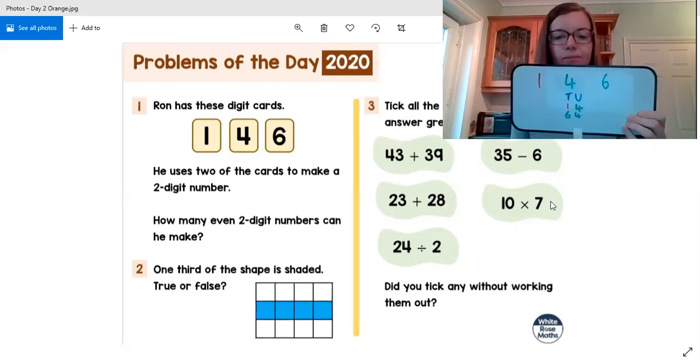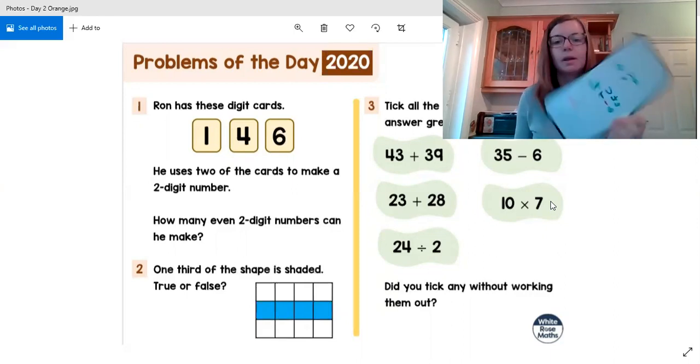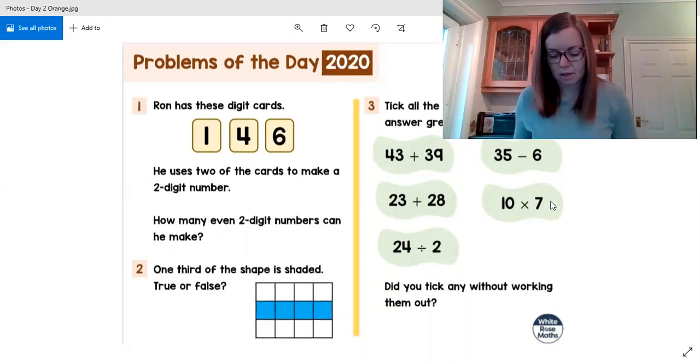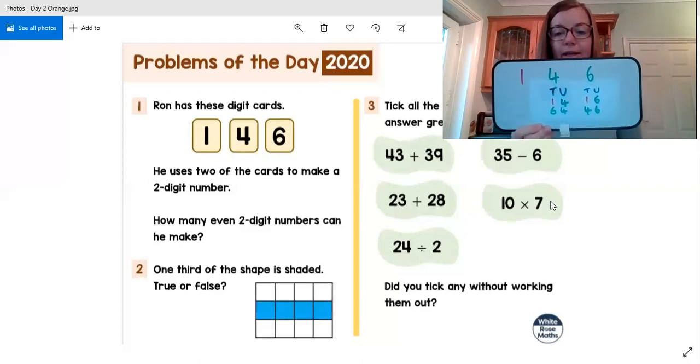So straight away, I have created myself the numbers 14 and 64, and both are even because they have a 4 on the end. Okay, I think there might be some more though, because I haven't used my 6 on the end yet. So I'm now going to try again, and this time I'm going to put my 6 in the units column. Now this time, again, I have 2 options. I could use the 1 or the 4 in the tens. So I'm going to start with the 1, and then I'm going to do it again with the 4. So now I have created the numbers 16 and 46.